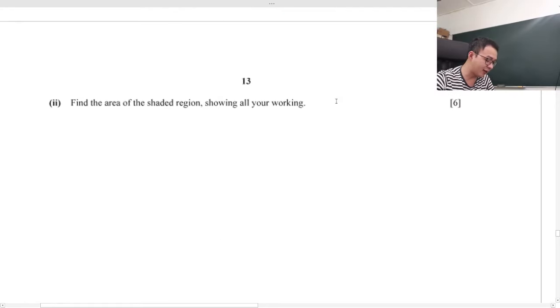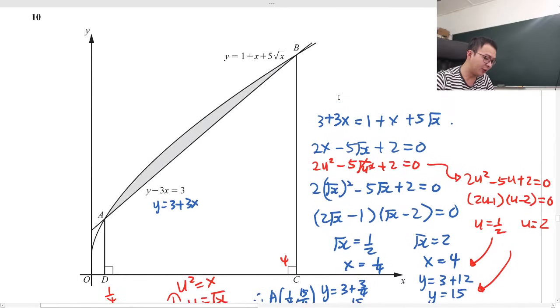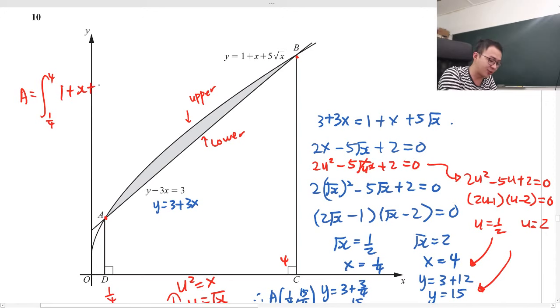And the next thing is find the area of the shaded region and show all your working. So I want to find the shaded region here, because both of these have the intersection points. The easiest way I will always do is just integrate. The area is integrate from 1 over 4 to 4, because they have the same intersection points. Then I use the upper equation minus the lower equation. The upper equation is 1 plus x plus 5 square root x, and the lower equation is minus 3 minus 3x, dx.